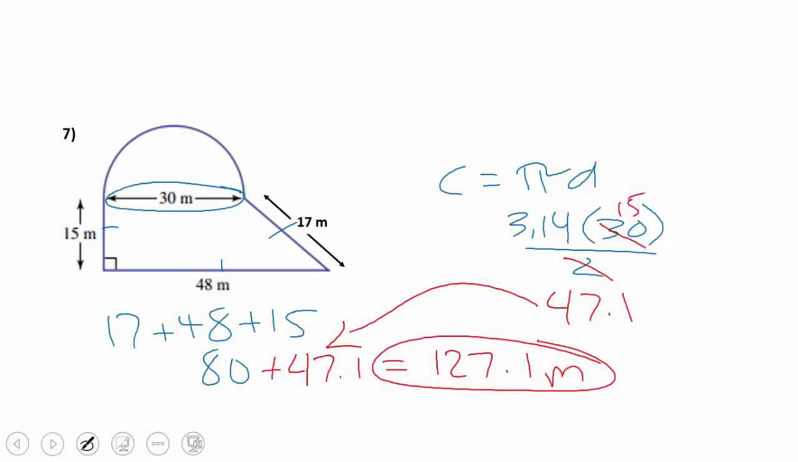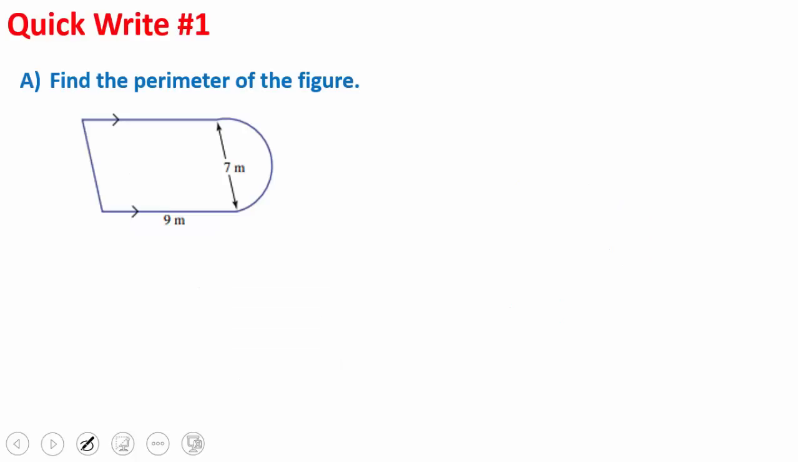All right, that's it for the examples, ladies and gentlemen. Here is your first quick write of the night. Find the perimeter of the figure. You have that composite figure right there. You might want to copy it down, draw it, label it.